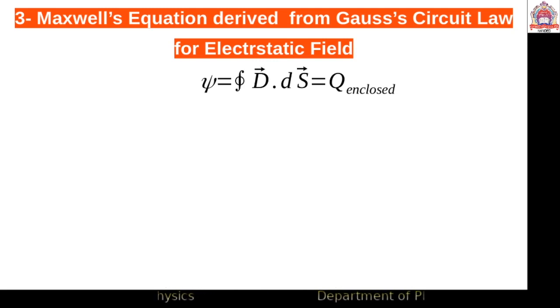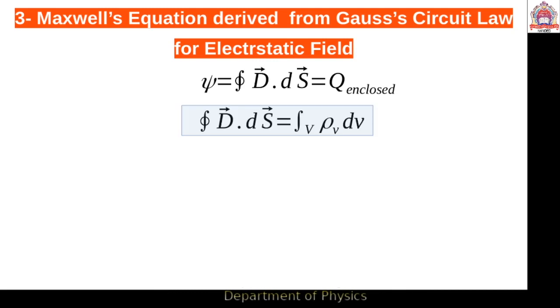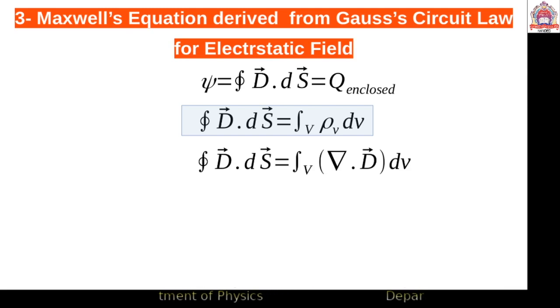The most common form to represent Gauss's law mathematically is with volume charge density rho v. Hence we can write the closed integral of D dot dS is equal to the volume integral of rho v dv. This equation is called the integral form of Maxwell's equation derived from Gauss's law for the static electric field.